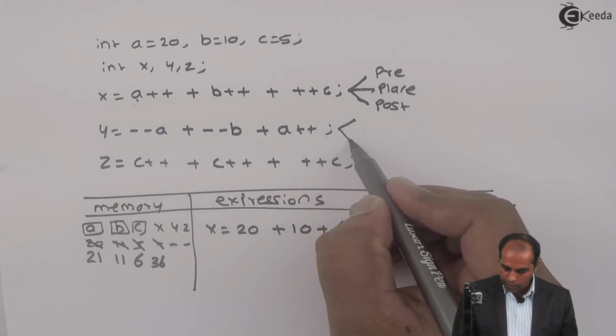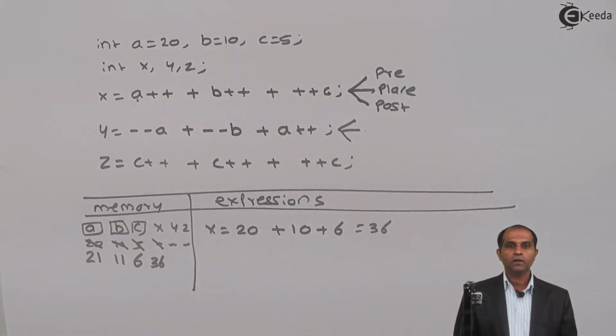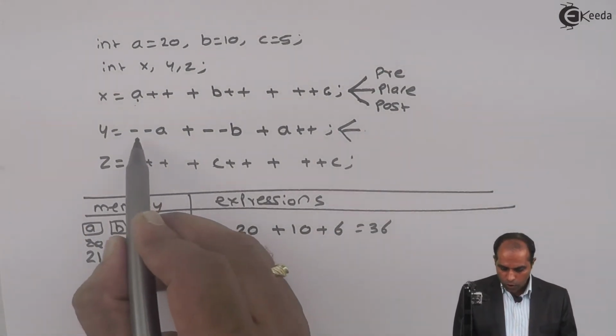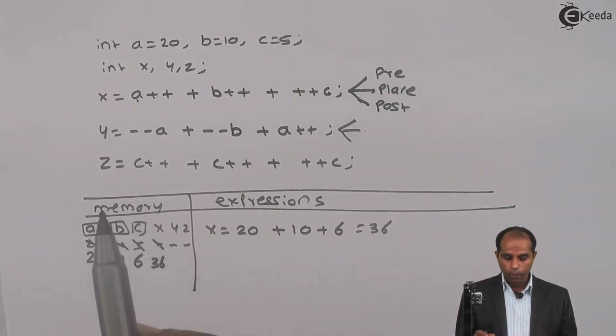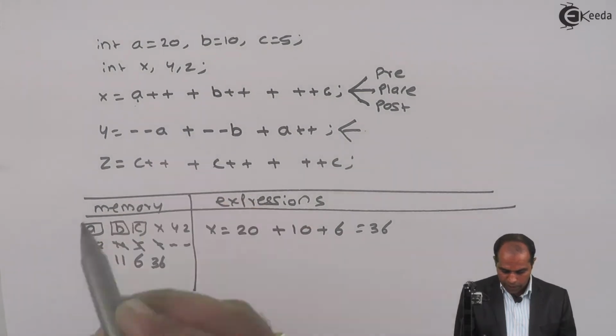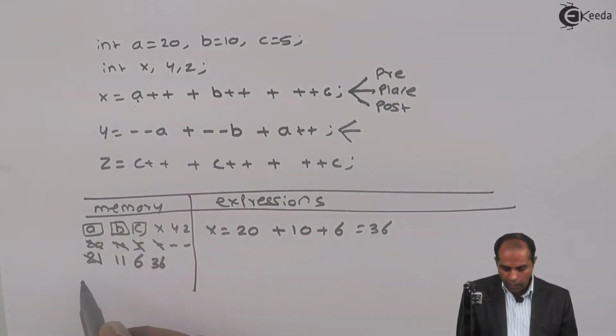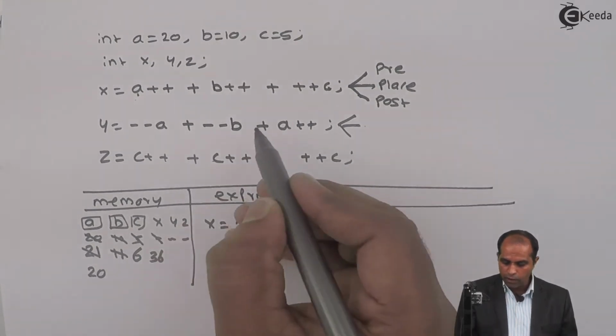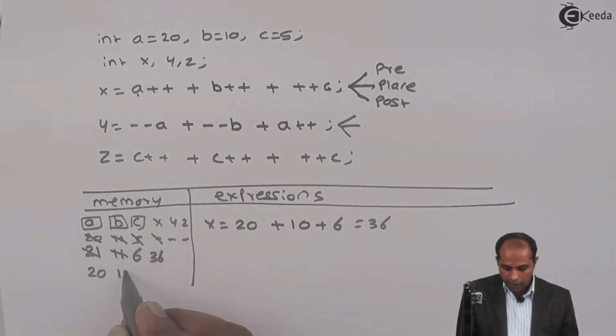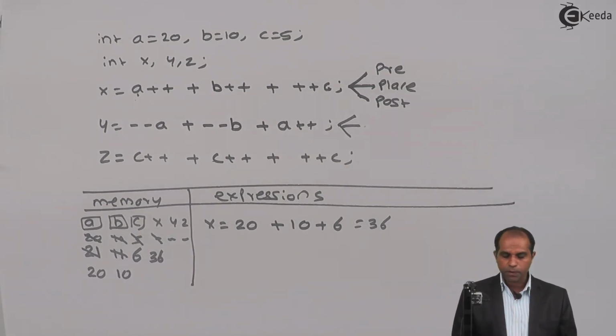So I'll divide again this into 3. First is what? Pre. Got it, right? So scan the expression from left to right. Perform what operations? Pre operations. So minus a, reduce the value of a from 21 to 20. Minus b, reduce the value of b to what? 10.